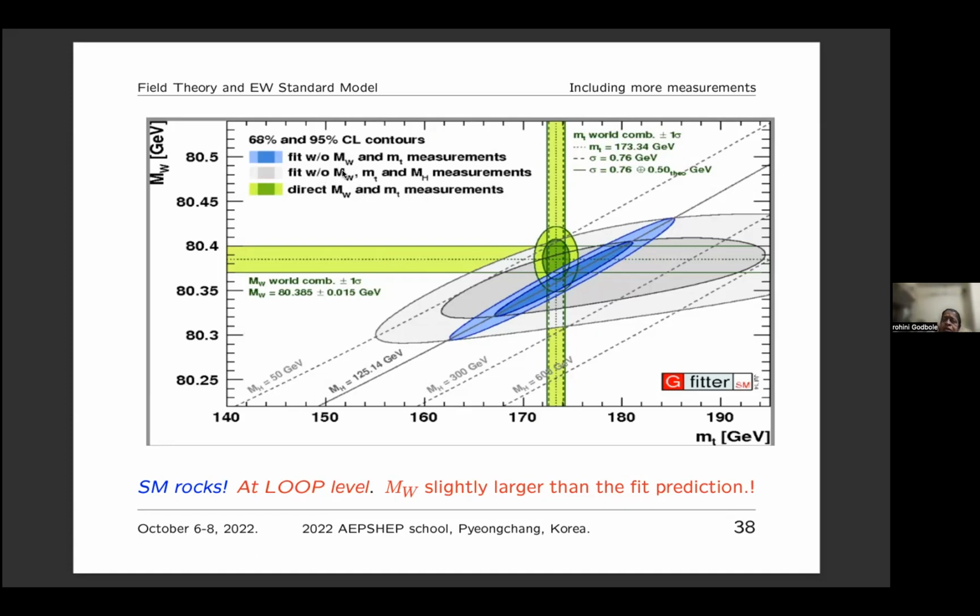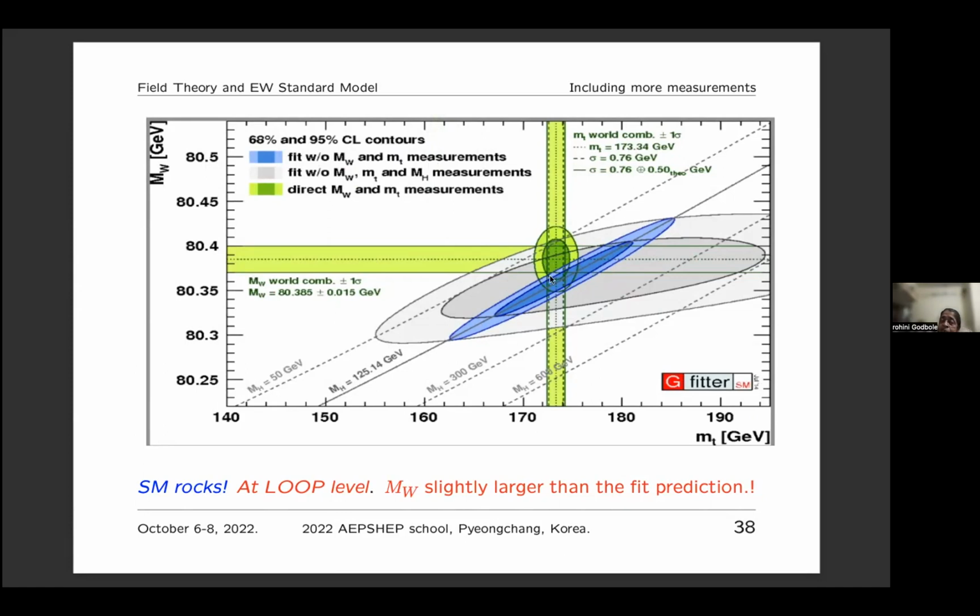The gray is when you don't use MW, MT, and MH measurement. You throw away all the three measurements. That's the gray region. The green region is when you use the MW. The blue region is when you use the MW and the MT measurements, but you don't use the Higgs measurements. And that is what you see here as the blue. And the green region are the direct MW and MT measurements.